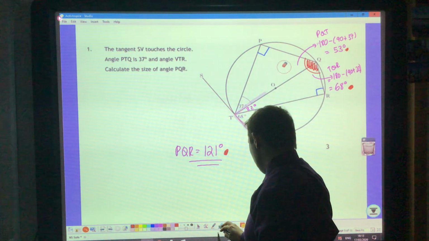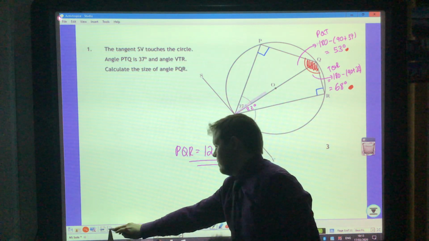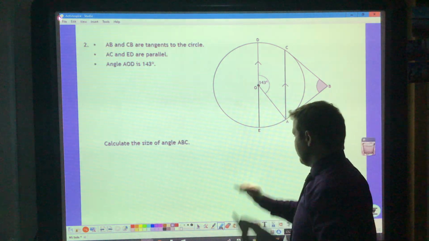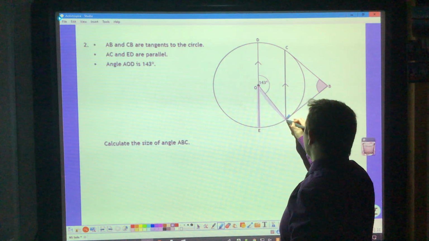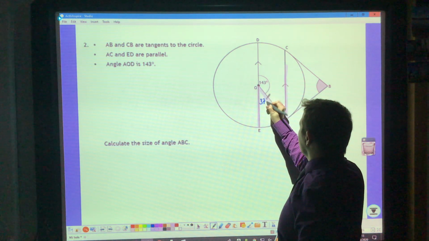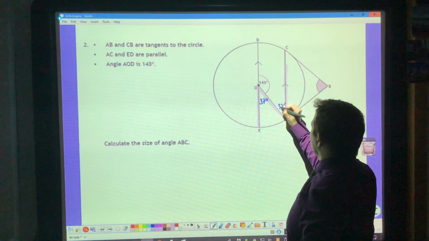Okay, question 2. Okay, this is one we've seen before. First thing I'm going to point out is this massive Z angle. So I'm going to fill in this being 37 degrees. That means that's 37 degrees.